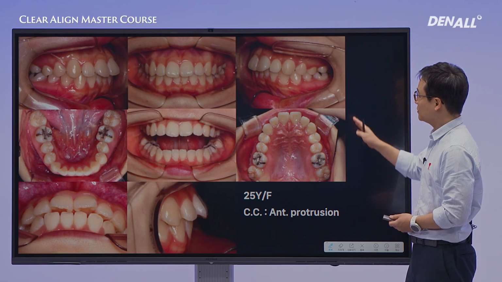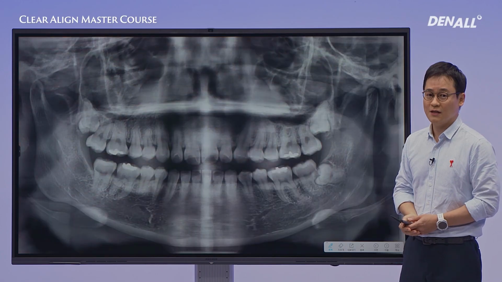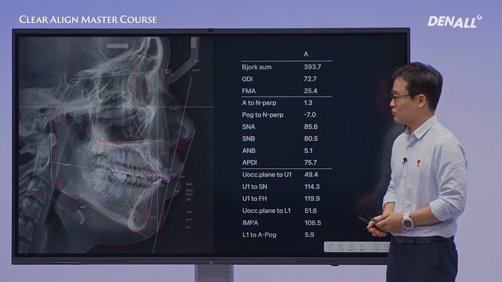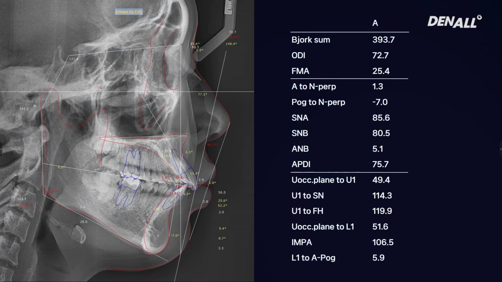On closer inspection, the molar-key relationship is a Class 1 relationship. Upon a simple review of the panoramic and Ceph images, no severe protrusion is evident. The patient shows a slight Class 2 skeletal pattern. As you can see here, the maxillary anterior teeth are extruded downward, pressing against the lower lip. This contributes to the appearance of protrusion. After identifying these characteristics, the next step is to establish a proper treatment plan.